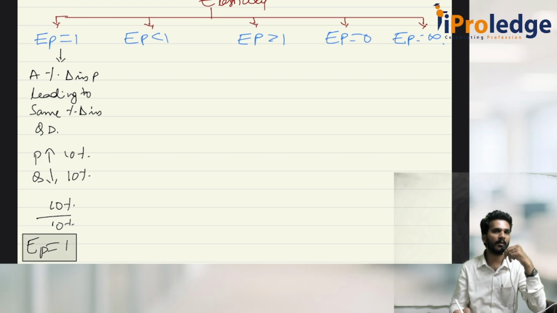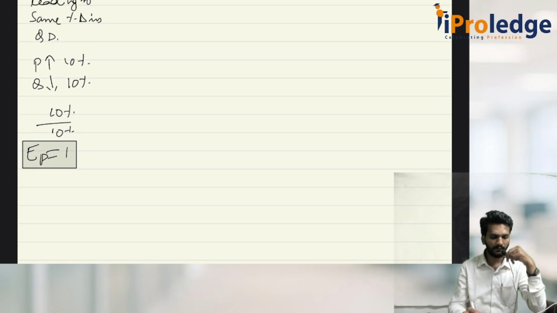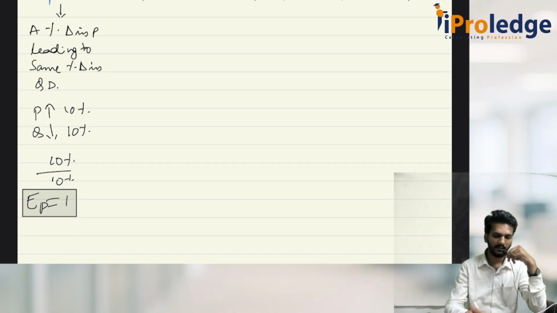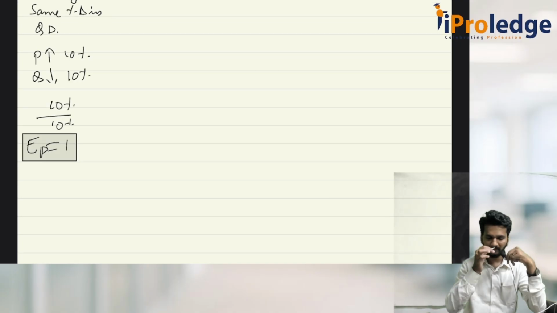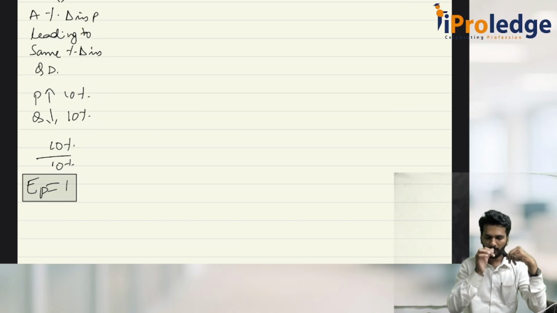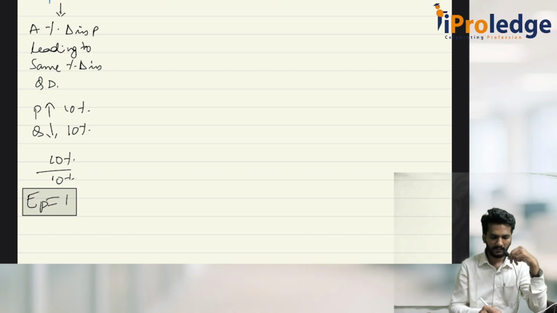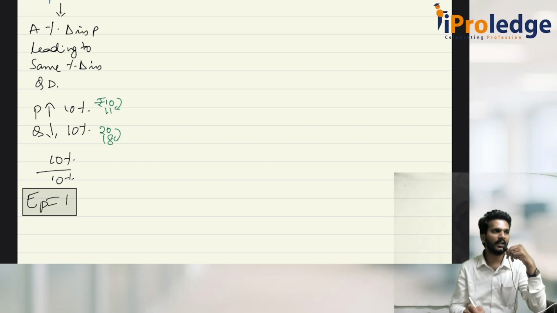The first way of interpretation. Now, if this is happening, consider rupees 10 has become 11 rupees now. Here it is 20 units has become 18 units. That's what a 10% increase in price leading to a 10% decrease in quantity. This is price, this is quantity.